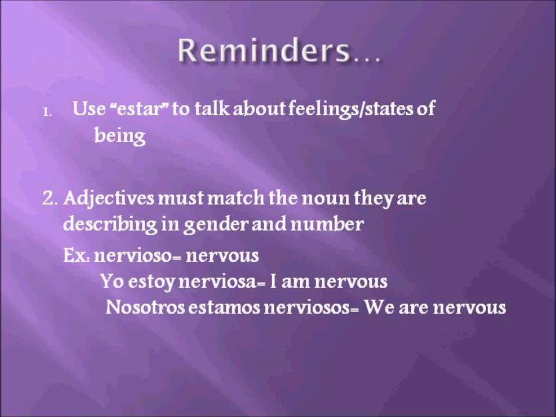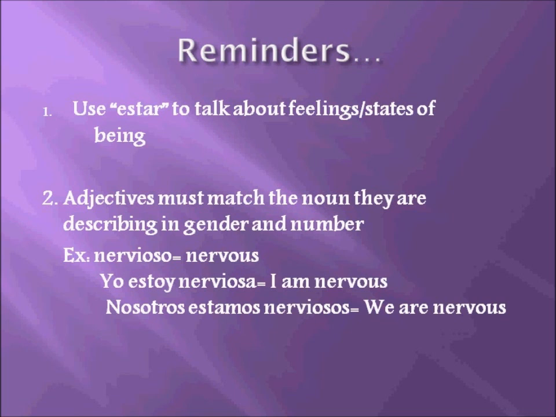Second reminder, remember your adjectives must match the noun they are describing in gender and number. An example of this is an adjective like nervous. That's a state of being, or it's kind of a feeling that we're going to learn today. Nervioso is the word nervous. It's an easy cognate. And if I'm talking about myself, I'm a girl, and so I would have to change nervioso to be feminine to match me. So I would say, yo estoy nerviosa. If you're a boy, you'd say, yo estoy nervioso.